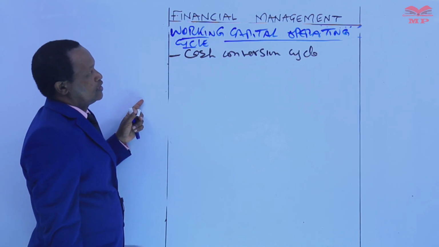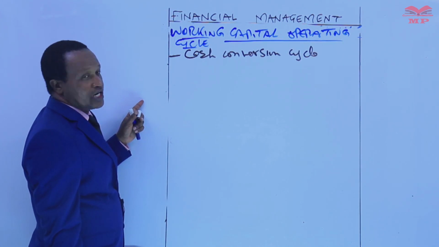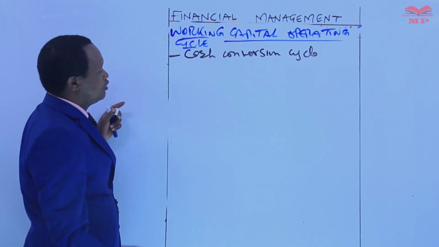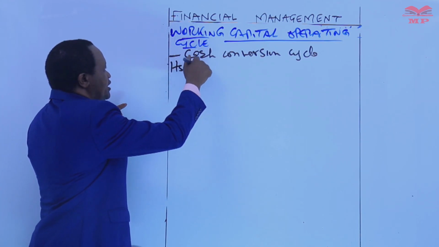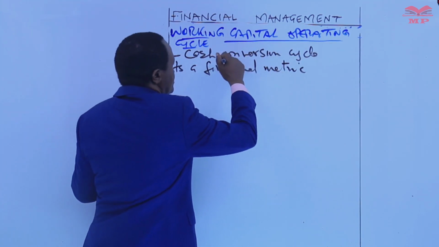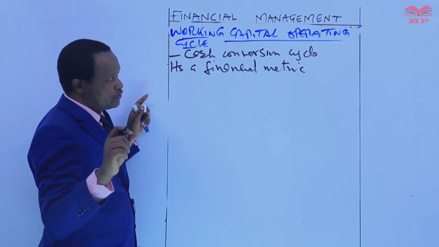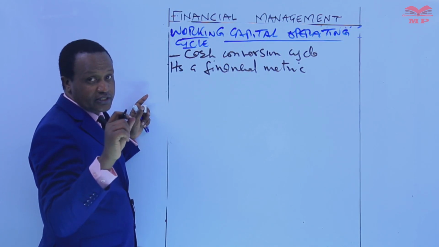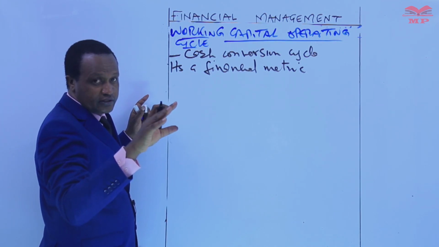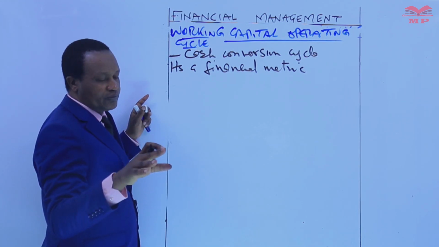Now, the working capital operating cycle, which is also known as the cash conversion cycle, is a financial metric that measures the length of time it takes to convert investments in inventory and other working capital into cash.